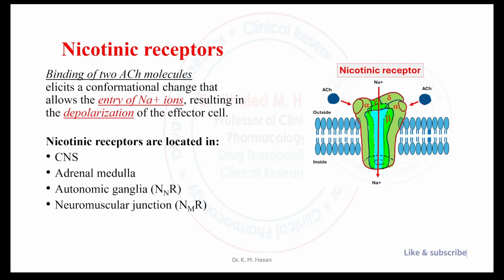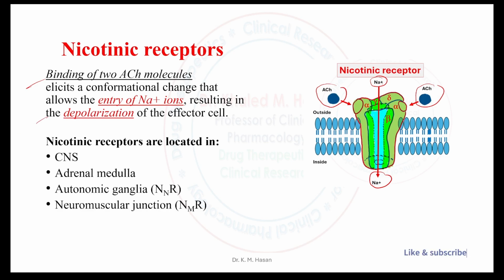Okay, so moving to the next type of receptor, we have the nicotinic receptor. As you can see here, for the nicotinic receptor, we have two molecules of acetylcholine binding to the nicotinic receptor on the distinctive sites of the receptor. When acetylcholine binds to the receptor, the result will be opening of sodium channels, allowing sodium to enter the cell, and this will cause depolarization. So binding of two acetylcholine molecules elicits a conformational change that allows sodium to enter the cells and cause depolarization.